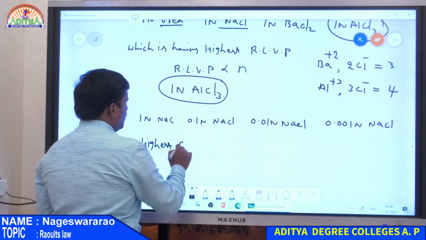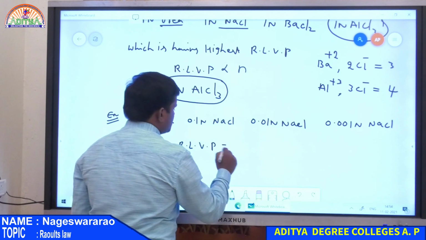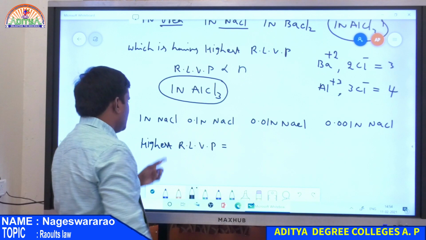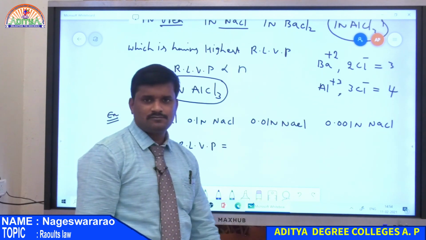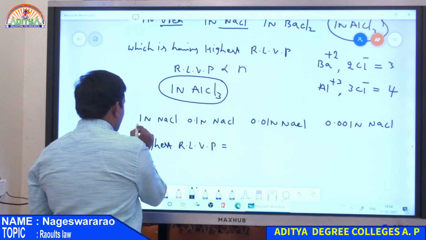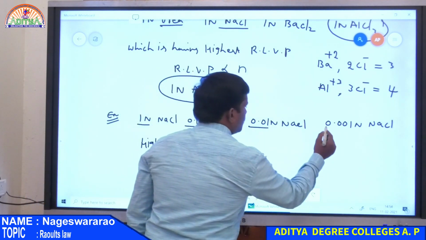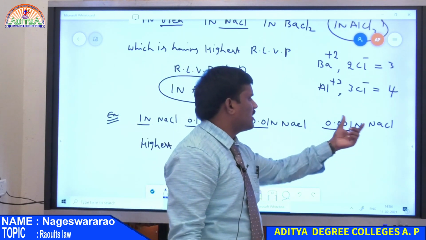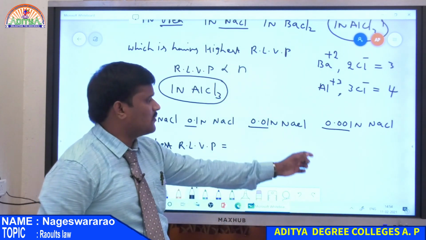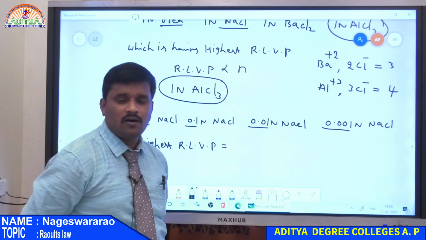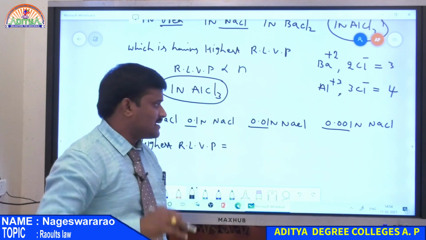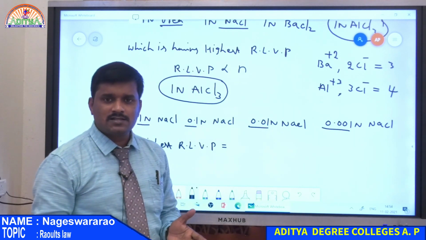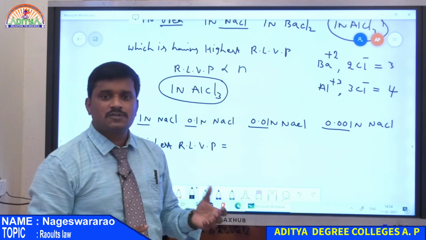Highest RLVP, relative lowering of vapor pressure. So here all these solutes are equal: NaCl, NaCl, NaCl, NaCl. Therefore, now we consider the concentration, right? Initially, if it is 0.001 normal NaCl, that means there is a very small amount of solute. Now, when more electrolyte, that is NaCl, is added, its concentration increases. So it has high concentration, meaning it has more solute.